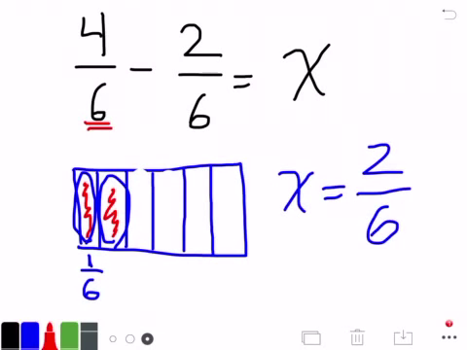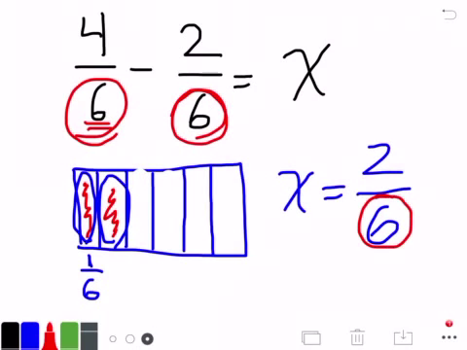Now, the whole idea here, and you need to keep this in mind, we have the same denominators. 4/6 minus 2/6 equals 2/6. And you'll notice in my answer, still dealing with sixths. This only works if you have the same denominator. You can't take 4/6 minus 3/5 and just subtract the numerators. It only works if you have the same denominator. Let's look at another one.